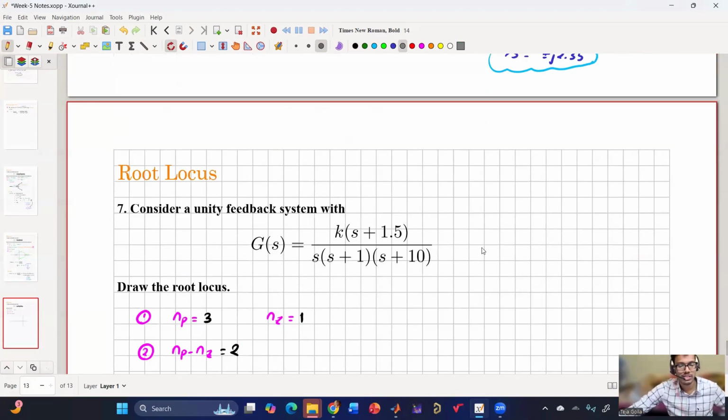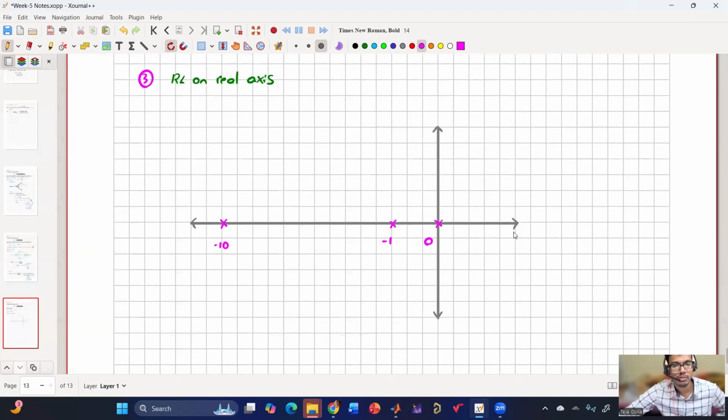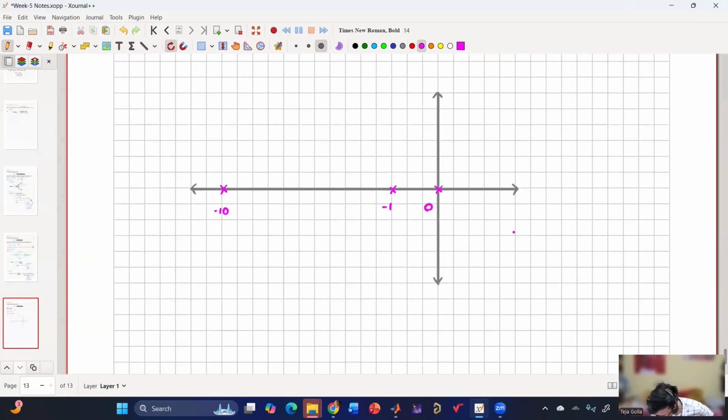So we have 0, -1, and -10. So -10, -1, 0. And the zero is at -1.5.